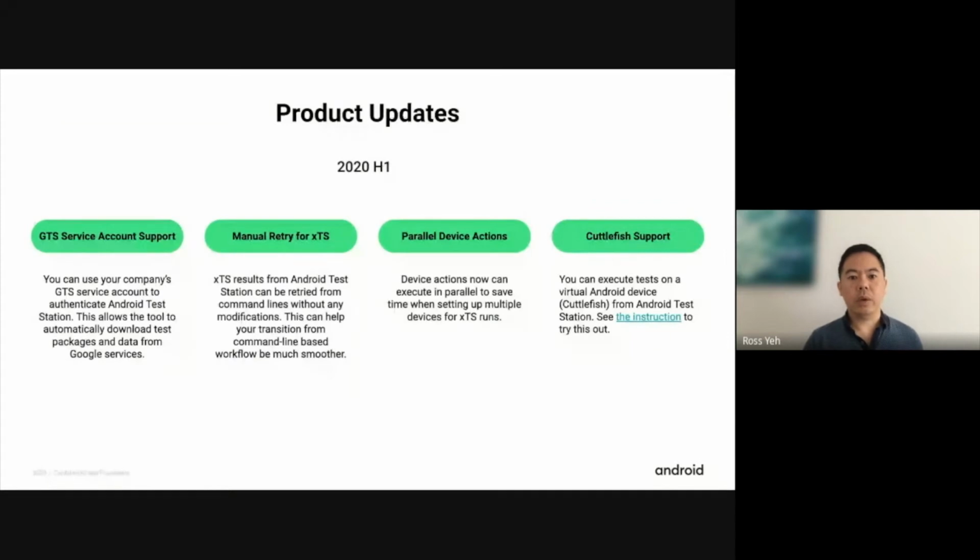Next, I want to tell you about the product updates we had in the first half of 2020. There are 4 key product updates we want to share with you. First, it's the support for the GTS service account. With the use of the GTS service account, Android Test Station has the ability to automatically download the test packages and data from the Google services.